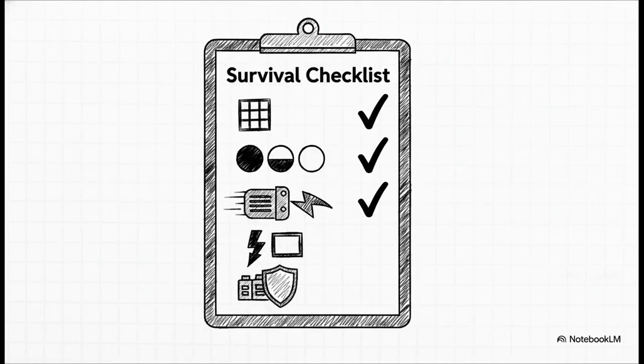To lock this masterclass in, here is your 6-point survival checklist for load estimation. Remember to classify in 2 dimensions, use your 1.0, 0.5, and 0 diversity factors, always add your motor margins, convert with the correct power factor, and rigorously test against that N-1 philosophy. Definitely keep this checklist handy.